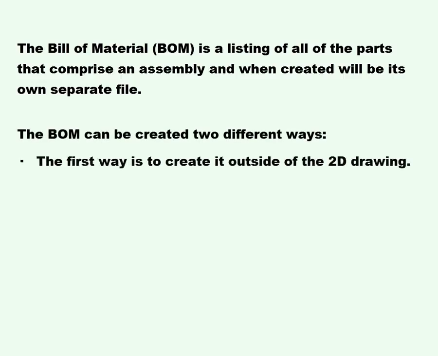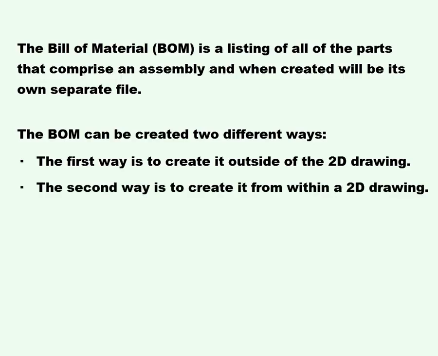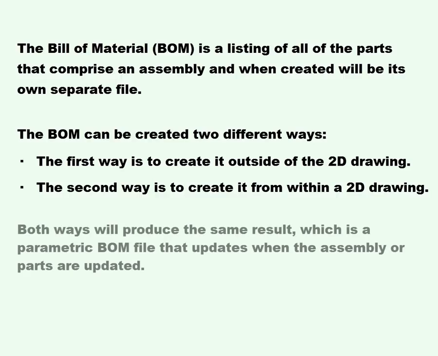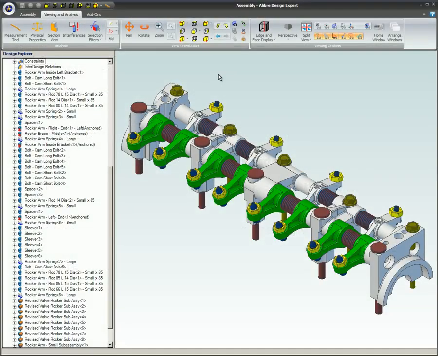The first way is to create it outside of the 2D drawing. The second way is to create it from within a 2D drawing. Both ways will produce the same result, which is a parametric Bill of Material file that updates when the assembly or parts are updated. To get started, here's how to create a bill of materials.